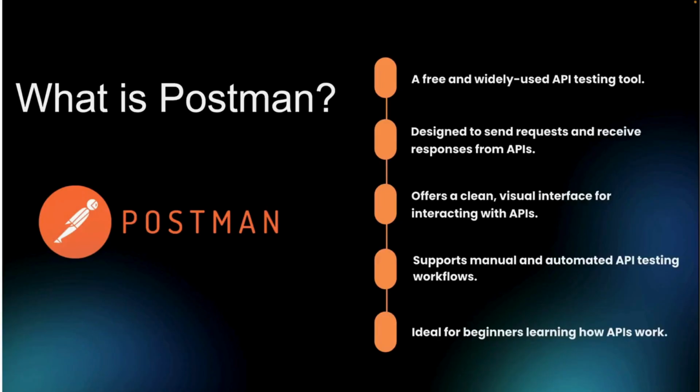So what exactly is Postman? Postman is a free, widely used tool for API testing. It offers a clean and visual interface to send API requests and view responses. Postman supports both manual testing and automation workflows, which makes it ideal for learning and for real-world projects. If you are a beginner looking to understand how APIs work, Postman is a great place to start.